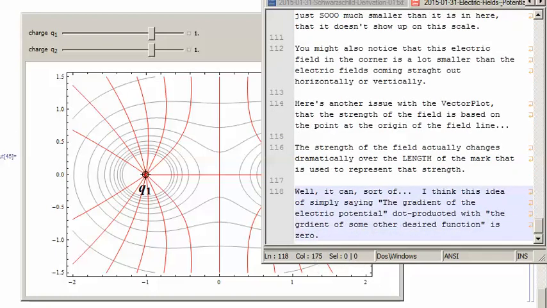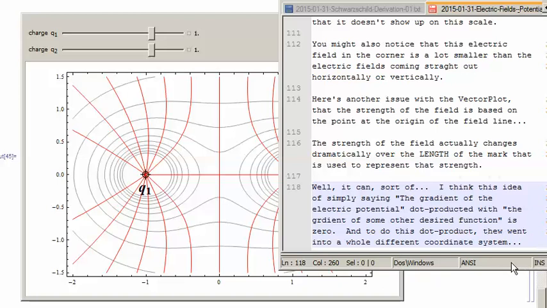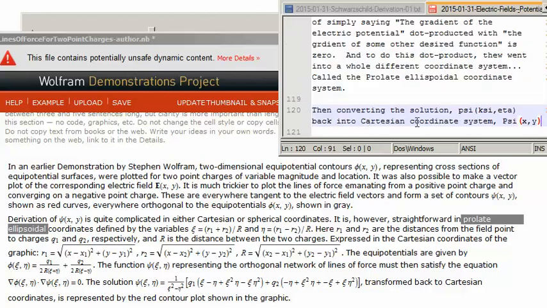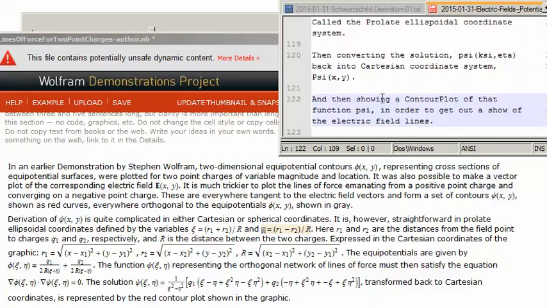And to do this product, they went into a whole different coordinate system called the prolate ellipsoidal coordinate system. Then converting the solution psi of psi comma eta back into the Cartesian coordinate system psi of x comma y. And then perhaps the weirdest part, we're showing a contour plot of that. What is it? It's a scalar function, psi, in order to get out a show of the electric field lines.